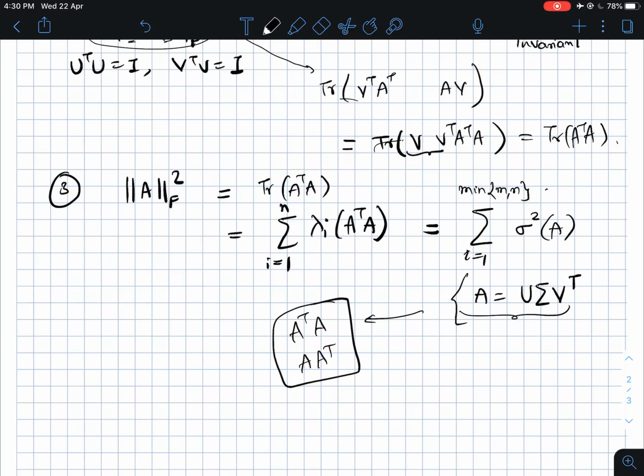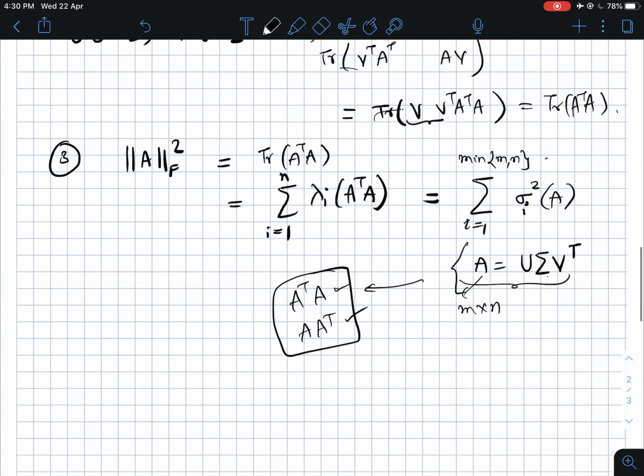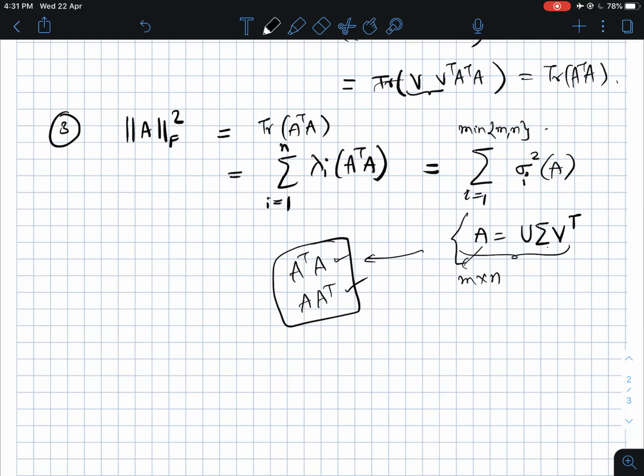If you recall from the earlier segment, this is the main idea: the singular values of a matrix are the square roots of the eigenvalues of either A transpose A or A A transpose. So if A is m cross n, it has min of m comma n singular values. So you can also write the Frobenius norm in terms of singular values.